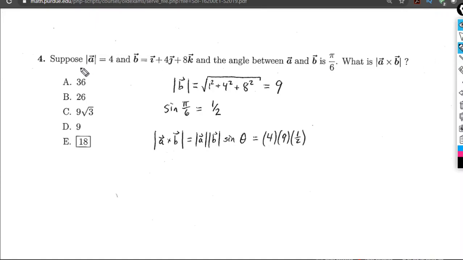We're given the length of vector A and the vector itself for vector B and the angle between. Find a cross product. So we can use the identity that the cross product equals the lengths of the vectors times the sine of the angle in between. And thus, since we know the length of vector A here, we can just plug it in for the length of vector A, plug in the length of vector B, and calculate the sine of the angle in between, and then we can get the answer being 18.